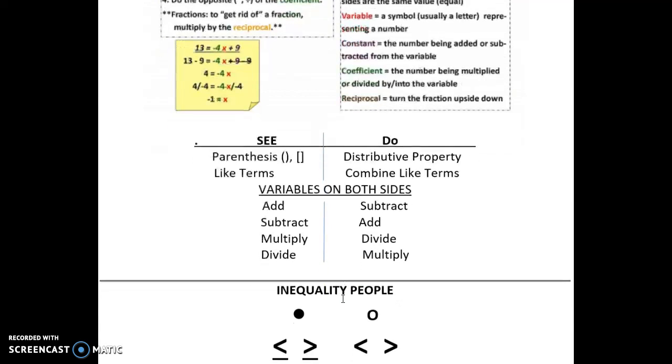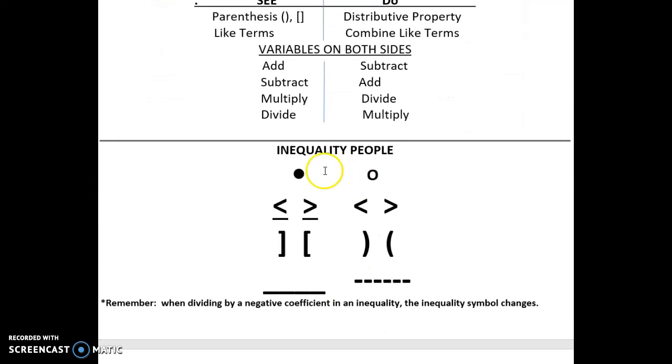We're going to switch gears now and talk about inequalities. Remember your inequality people from way back. We've written this down numerous times. A solid dot has a greater than or less than symbol that has an equal to underneath. Those deal with brackets, and on a graph it deals with solid lines. Inequality people also deal with open dots, which are not equal to symbols, the less than or the greater than. Those deal with parentheses and dotted lines on a graph.